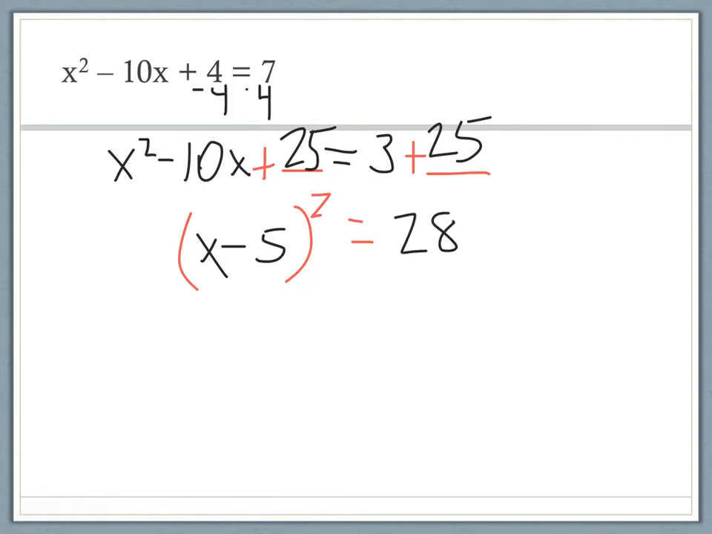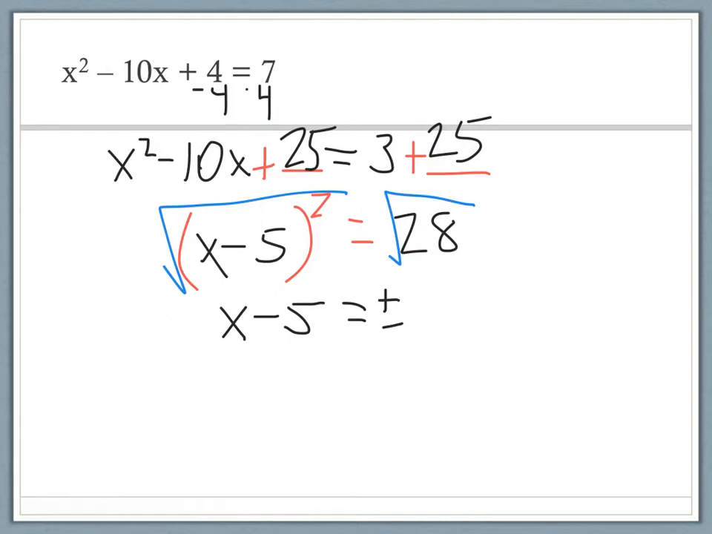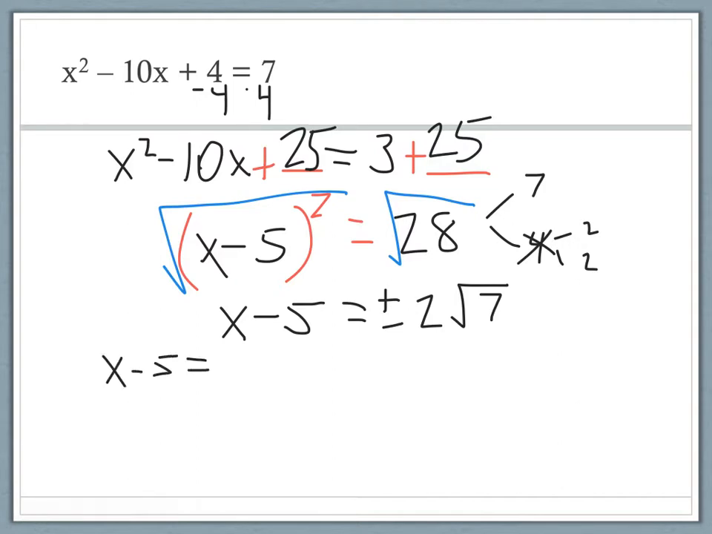Okay. Now I need to get rid of that squared, so I will square root both sides. So I'm going to have x minus 5 equals, remember, anytime you square root both sides, you need a plus or minus there. Now square root of 28, I don't know what that is, so let's break this down. 7 and 4, well, 4 is 2 and 2, so this is actually going to be 2 square root 7. Now remember, you have two equations now, so let's separate this. I have x minus 5 equals positive 2 square root 7, and then I also have x minus 5 equals negative 2 square root 7.